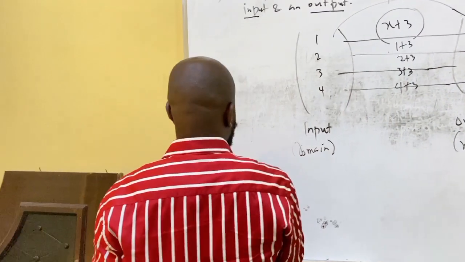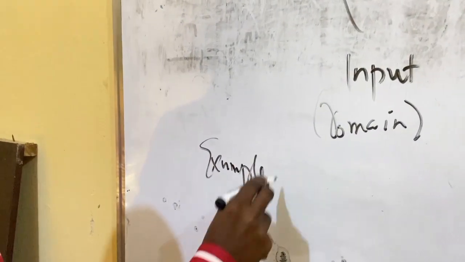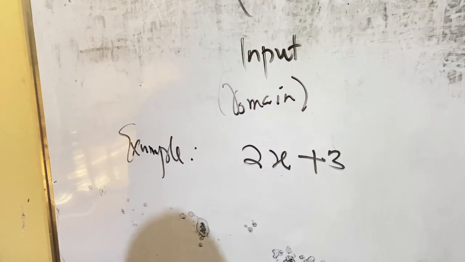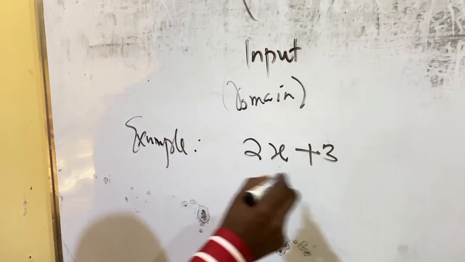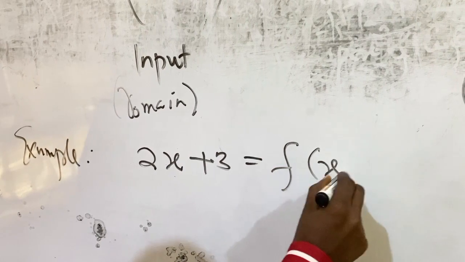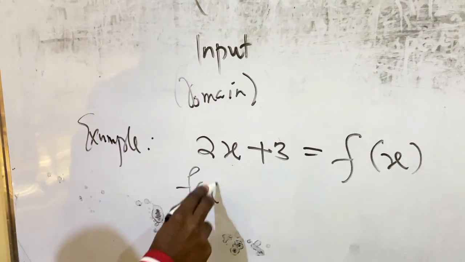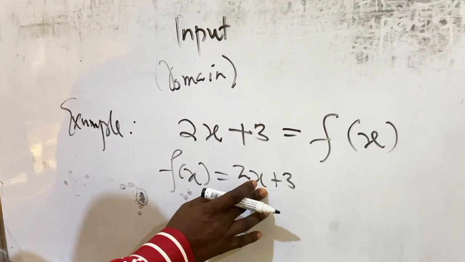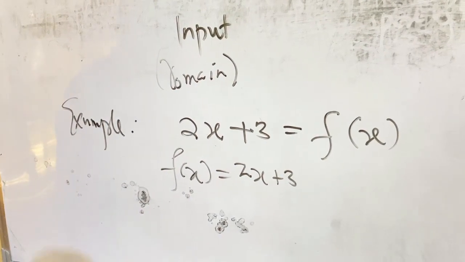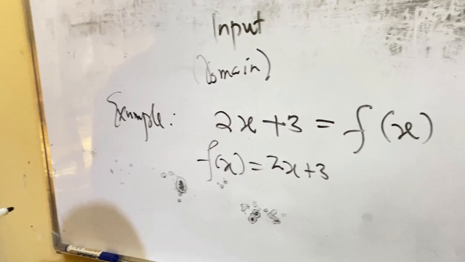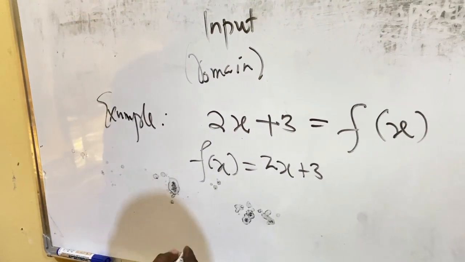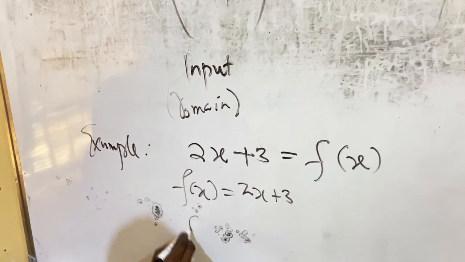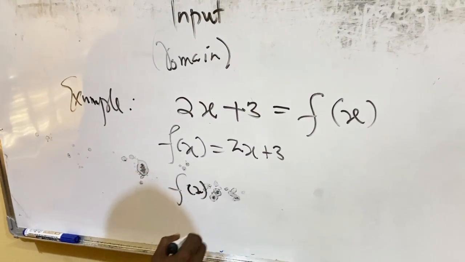As an example, if we have a function 2x plus 3, we can say that this is a function of x. That is, f of x is 2x plus 3. It's a function of x because it has x as an unknown. Someone can ask you, what can you predict to be the output of this function given that the input is 2? It simply means that we need to obtain an output when the input is 2.